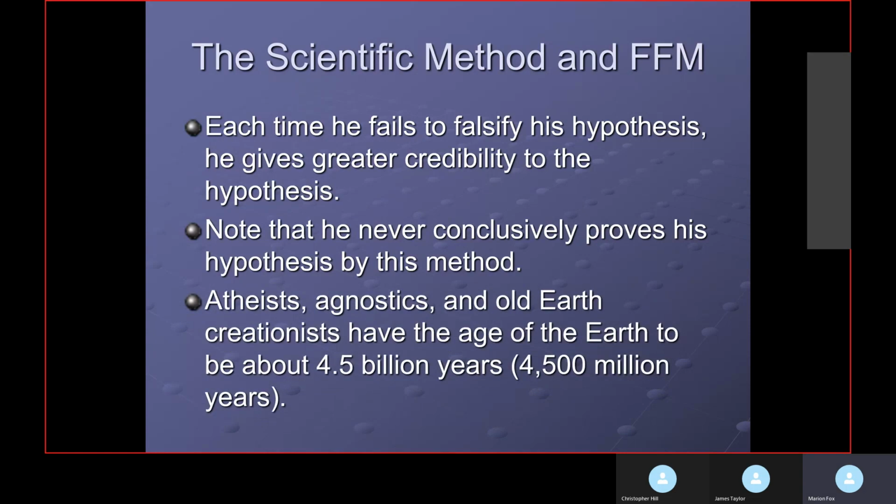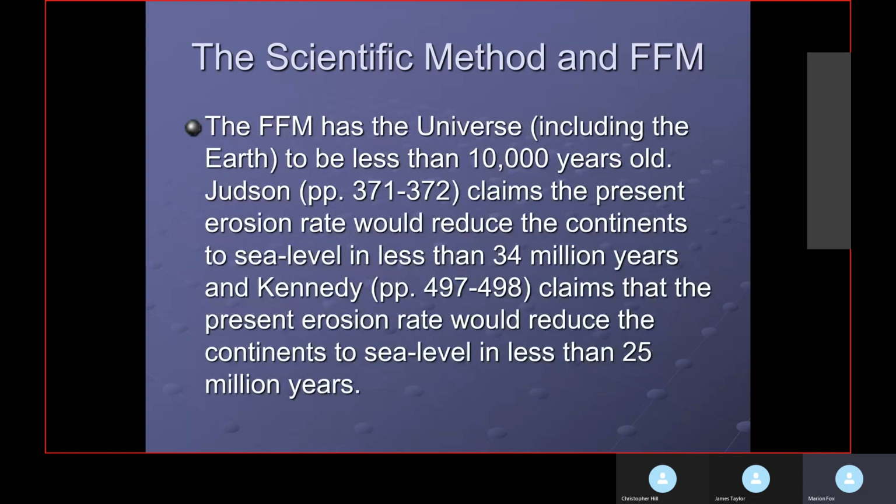Atheists, agnostics, and old Earth creationists have the age of the Earth to be about 4.5 billion years old. Now, notice I listed this as 4,500 million years for a reason. In a lot of other countries, the word billion means a million million. In the United States, it's 1,000 million. So I've made that distinction here, and be aware of that. You can Google that and see that what I'm saying is true. What we call a trillion is what they call a billion in Europe. The Fox flood model has the universe, including the Earth, to be less than 10,000 years old.